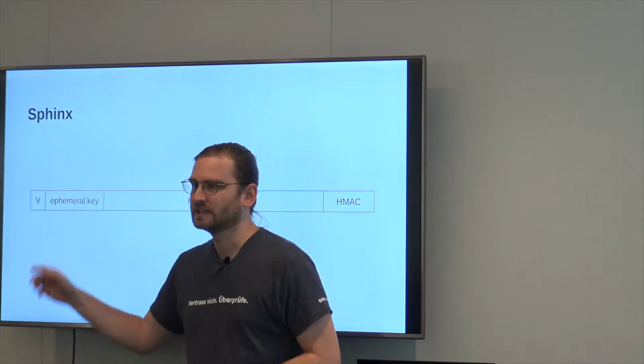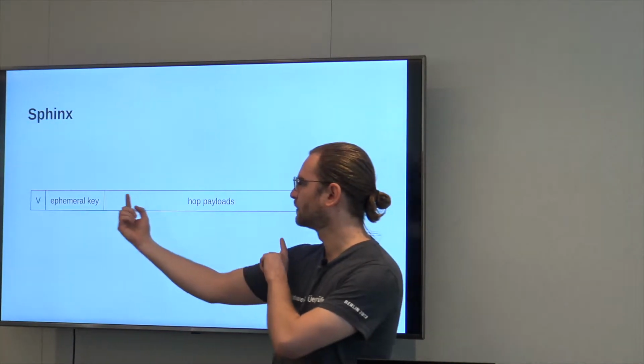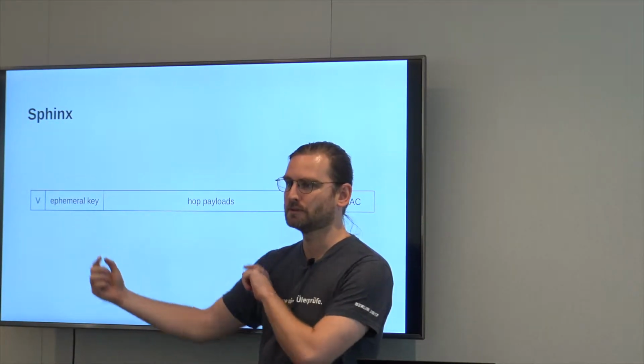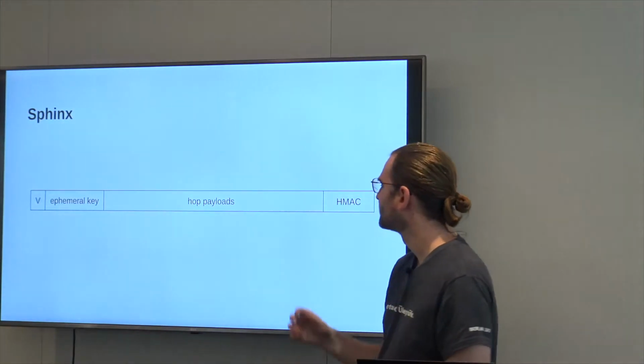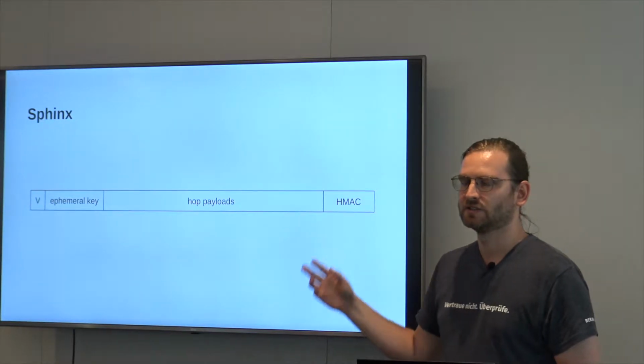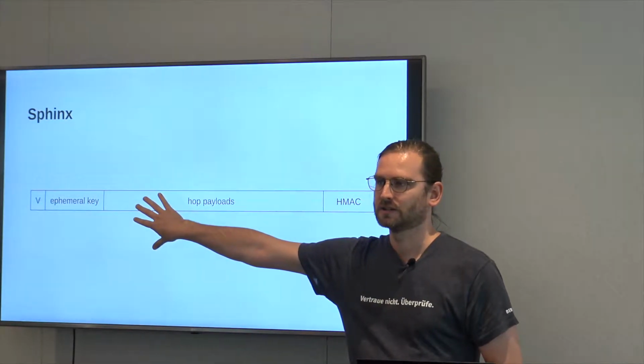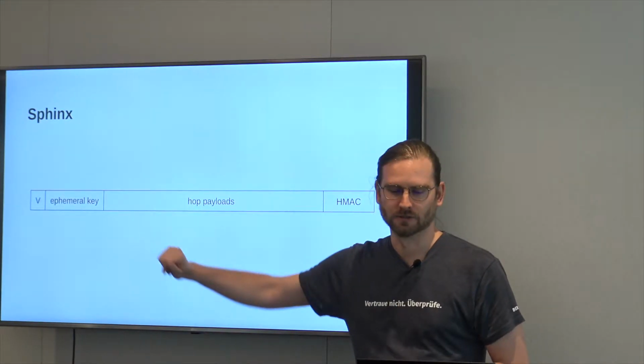Okay, so ephemeral key for shared secret generation, hop payloads, that's basically the 1,300 byte blob that we were just constructing, and the HMAC that is needed to verify before decrypting the hop payload. All good so far? Cool.